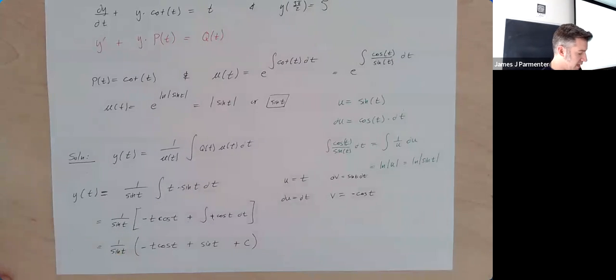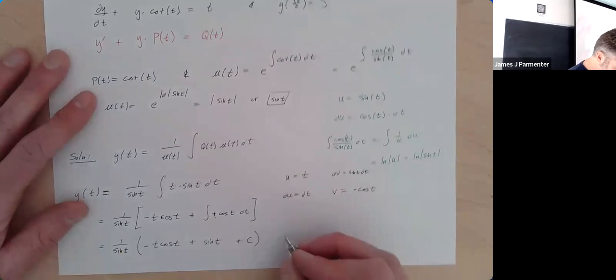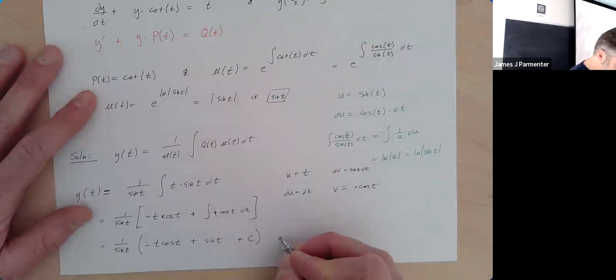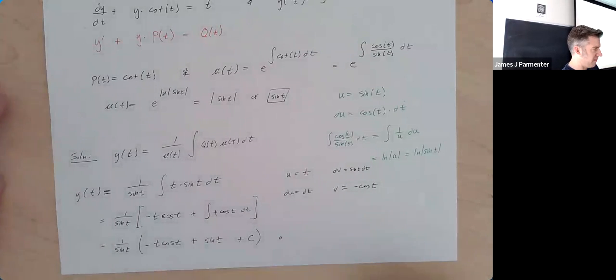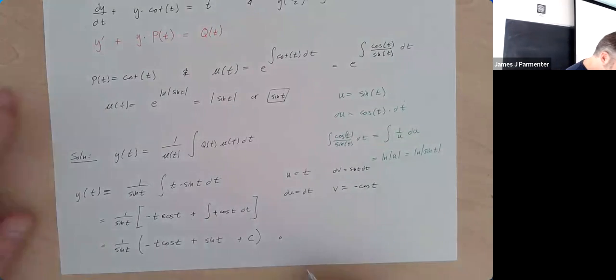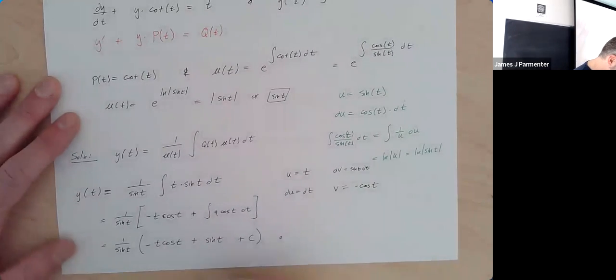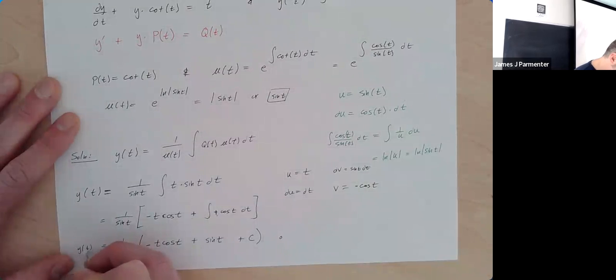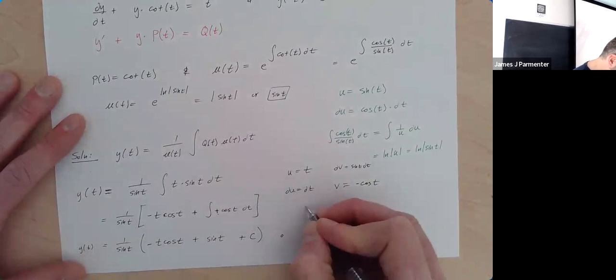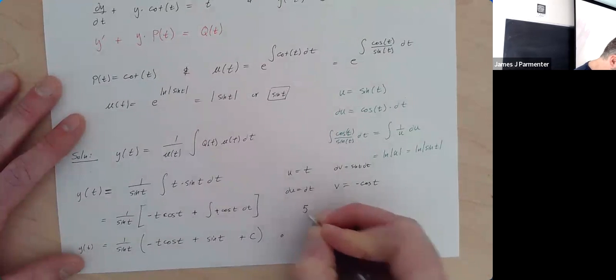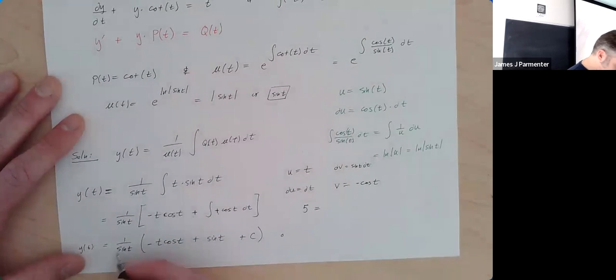Here, I do like the idea of distributing the 1 over sine personally. I mean, you can leave it like this. That would also be fine. You could write it like this, or before you distribute, you might want to find your c value. So let's find c. So that's my y of t. And then we're going to say that y of 3 pi over 2 is 5. So we're going to set y equal to 5 and t equal to 3 pi over 2.